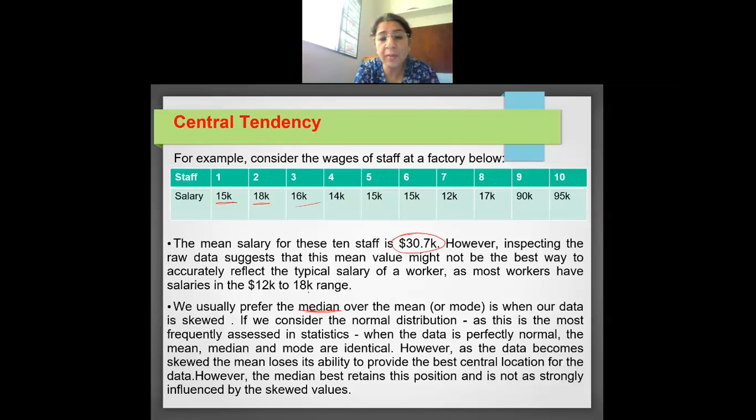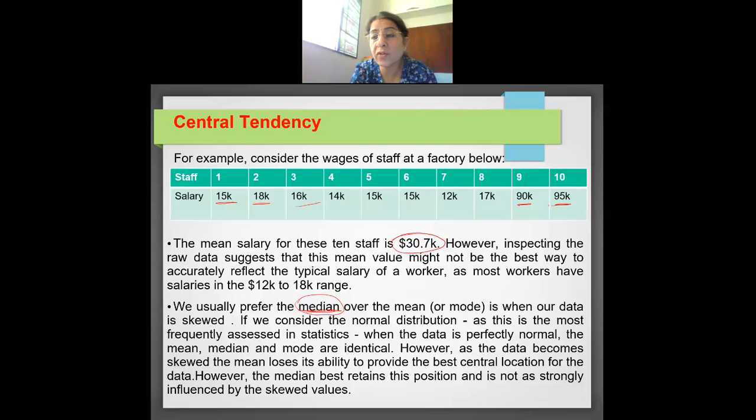Now, if you look carefully, this data is not normally distributed. This data is skewed, isn't it? Only two values have the value 90 and 95K. The rest of the data is in the range between 12 to 18K. So when your data is skewed, mean is not going to help you. You should go in for using median or mode.